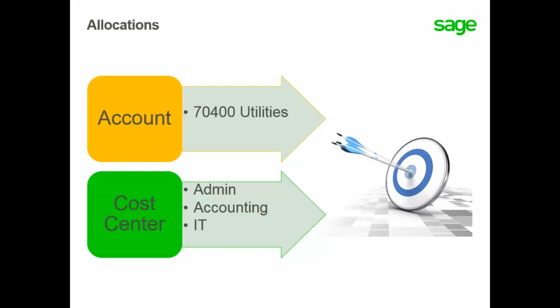Defining and using an analytical allocation makes this task easier to achieve. Instead of distributing the amount 3 times to the account, you can use an analytical allocation and distribute the amount automatically to all 3 dimension values in one line.